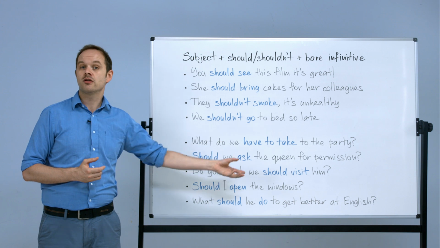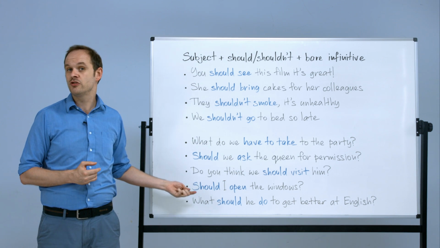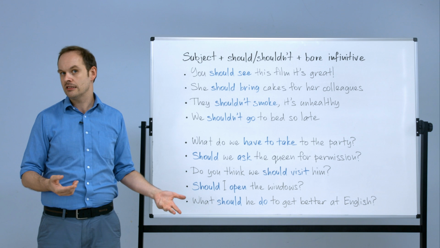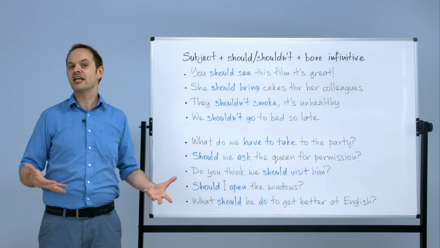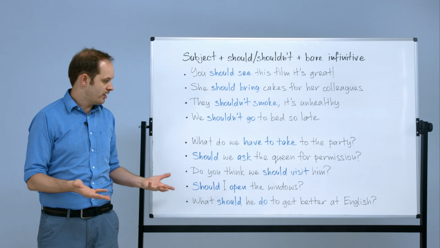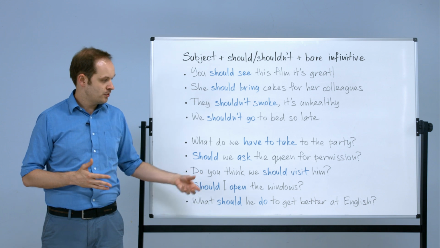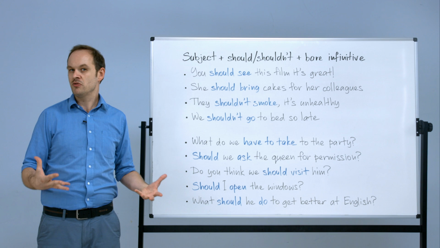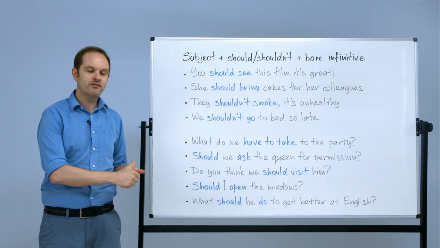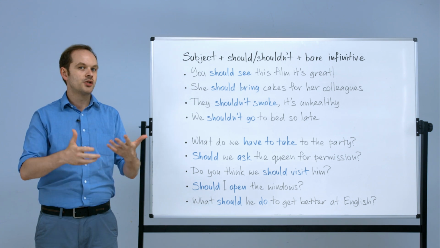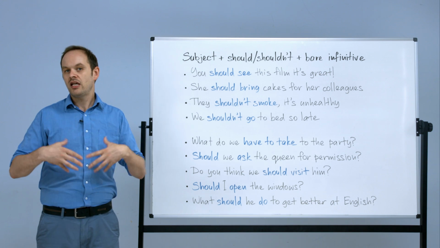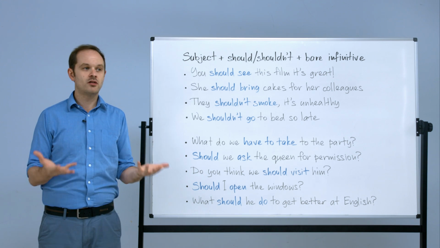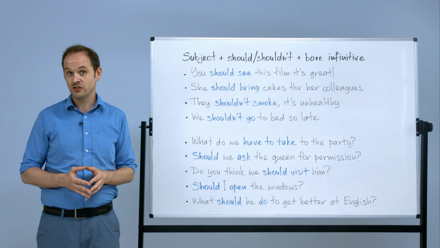Should I open the windows? Well, it's okay to use should with I, he, she, it. And here we're offering, is it a good idea if I open the windows? What should he do to get better at English? What would the good idea be for him to do better at English? And again, we haven't used must, we haven't used have to, so really it's his choice. He has an obligation to himself, but ultimately we're not saying it's a strong obligation.